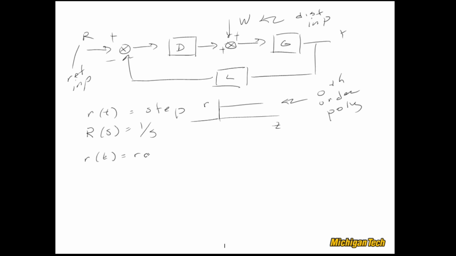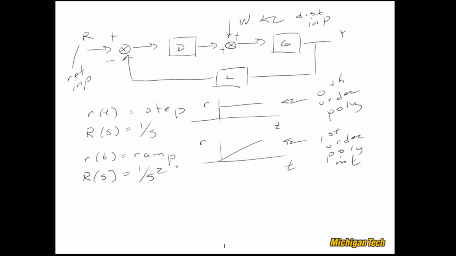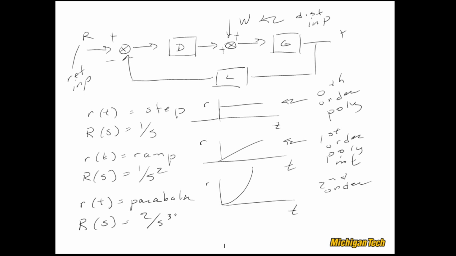And we can keep going with this. If r of t was a ramp, like so, then this is a first order polynomial in time. And in the Laplace domain, it would be 1 over s squared. And we could just keep right on going. So we could have a parabola, for instance, like so. And of course, that's second order in time. And in the Laplace domain, that's 2 over s cubed. So third order in s in the denominator.